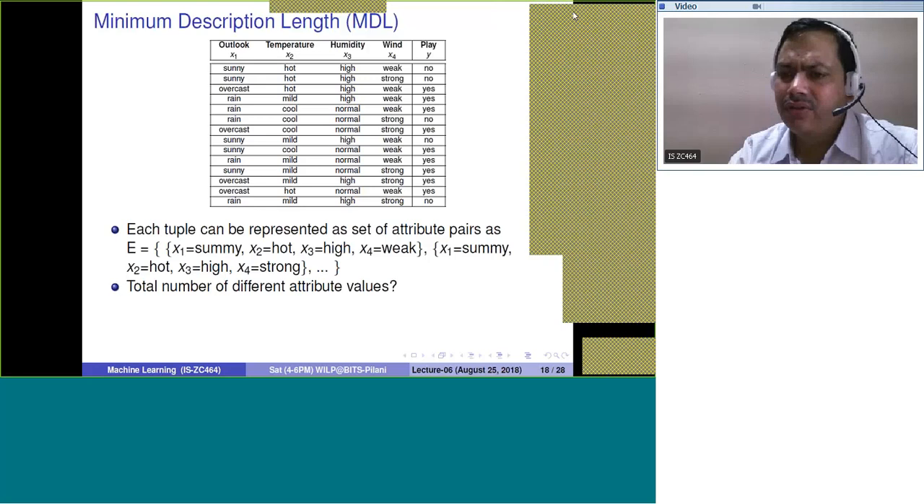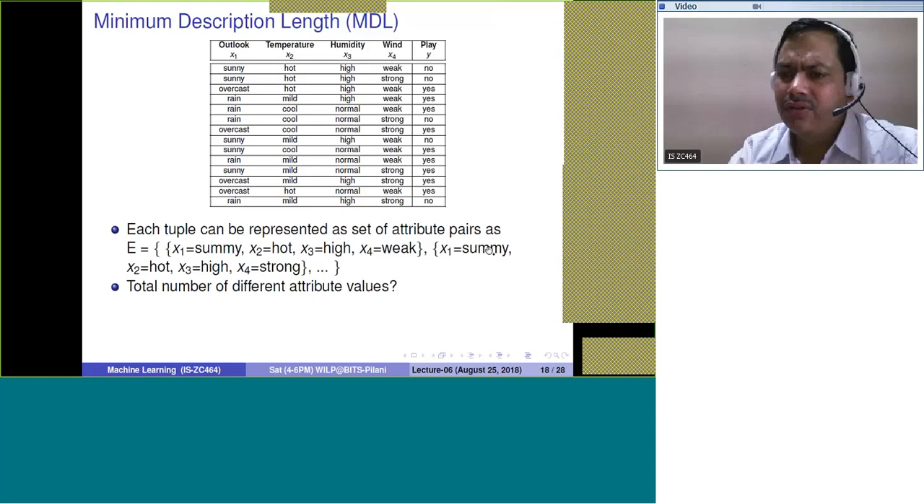Okay, so you see sunny, hot, high, weak, and play. Similarly, here it is written that the data is: x1 is equal to sunny, x2 is equal to hot, x3 is equal to high, and x4 is equal to weak. You see here. And similarly, the next data item is sunny. I think there is a typographical mistake. It is sunny. Okay.